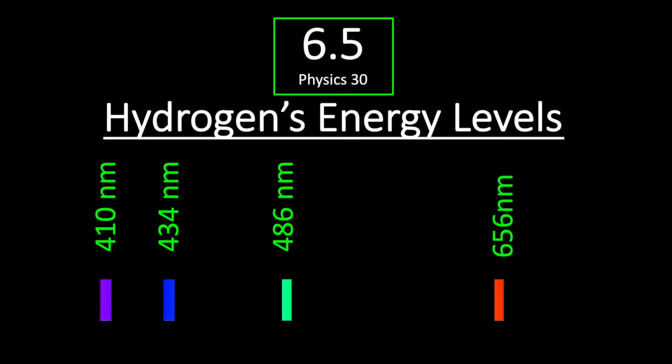Okay, welcome back Physics 30s to our next lesson in Chapter 6. This is 6.5, and today we're going to be looking at hydrogen's energy levels.